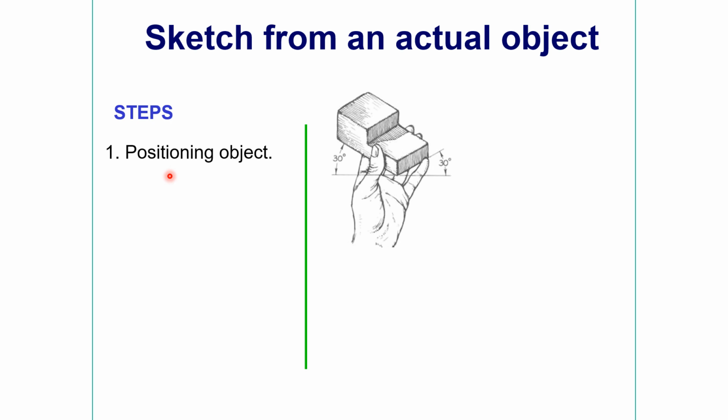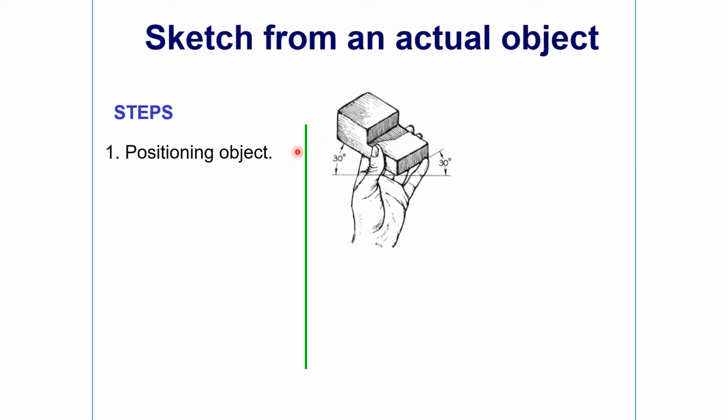Here the first step is positioning the object. The object in the hand is positioned roughly at 30 degrees with the horizontal, or you can say 120 degrees in a circular path with the three axes. So this is a 3D object that you put in your hand. Now you will draw this 3D object on your drawing.